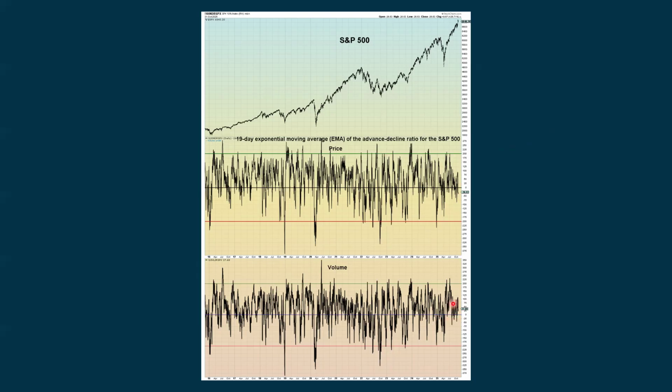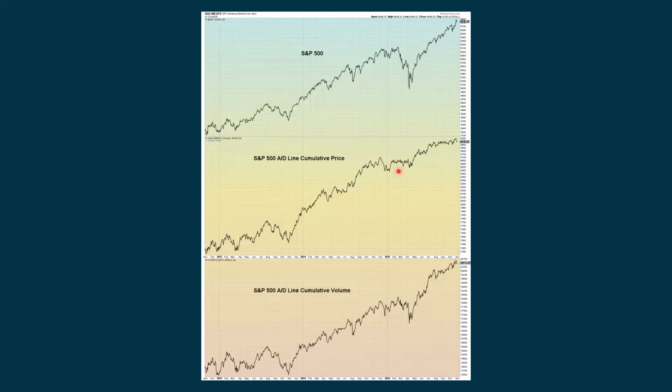Now, that's still kind of leaning more positive when we see volume holding up better than price. Now, if they both drop down below zero, that's going to turn this more negative. I have a variation of this chart just showing price that I show in every daily video. And then we look at the advanced decline line, number of different studies here.